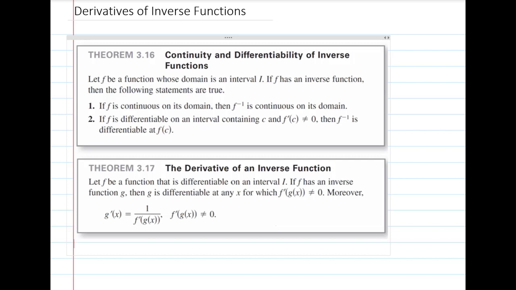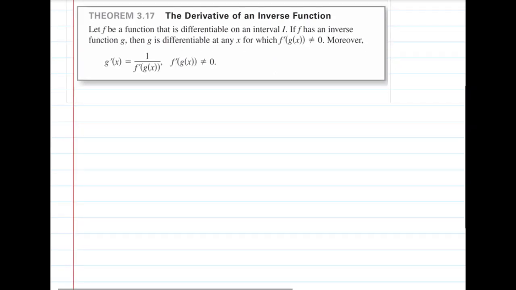It's pretty straightforward. If a function is continuous in its domain, then the inverse function is continuous on this domain as well. Also, if the function is differentiable on an interval containing some point c, and the derivative at c is not equal to 0, then the inverse function is differentiable at f of c. Then we have our main theorem for the derivative of the inverse function, and this is what we want to prove.